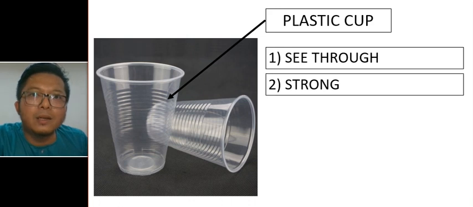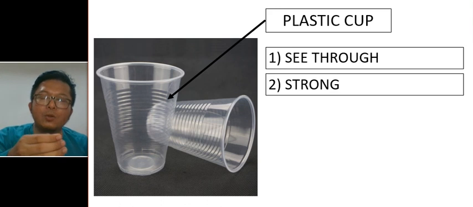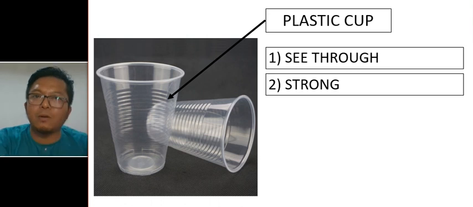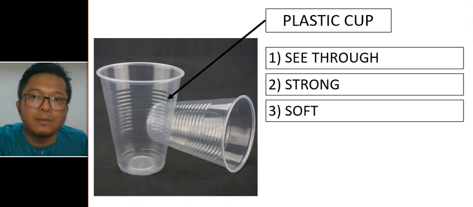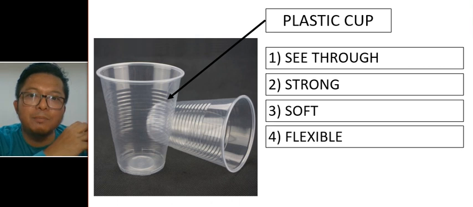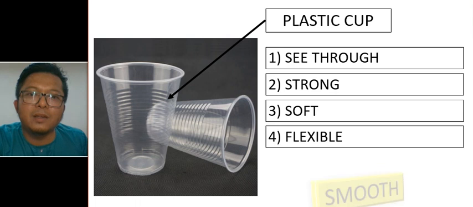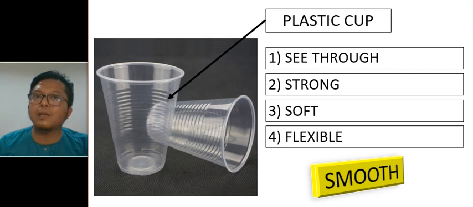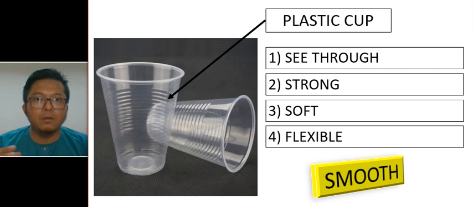It is strong enough to hold water. You don't need very strong. You do not use a plastic cup as a rope, no. But you use it to put water inside and it is strong enough. It is soft. You can make it thin, very thin. It is flexible, smooth, and one more, it is very light. Ringan. Light is very important. Why do they use plastic rather than metal? Because it's light. You can make a cup from metal, but then it's quite heavy compared with plastic.